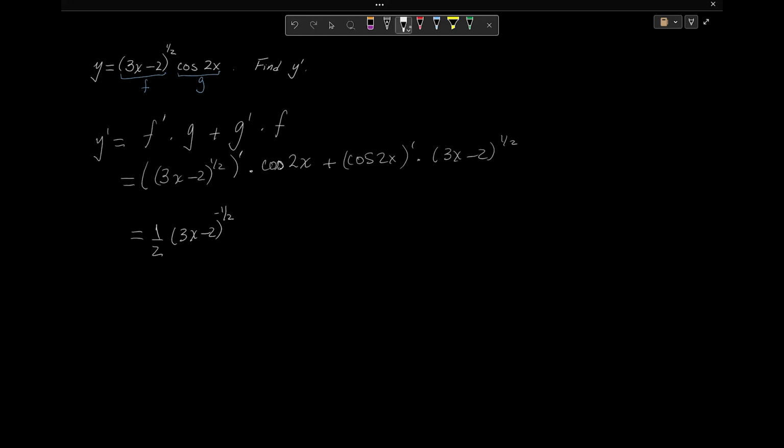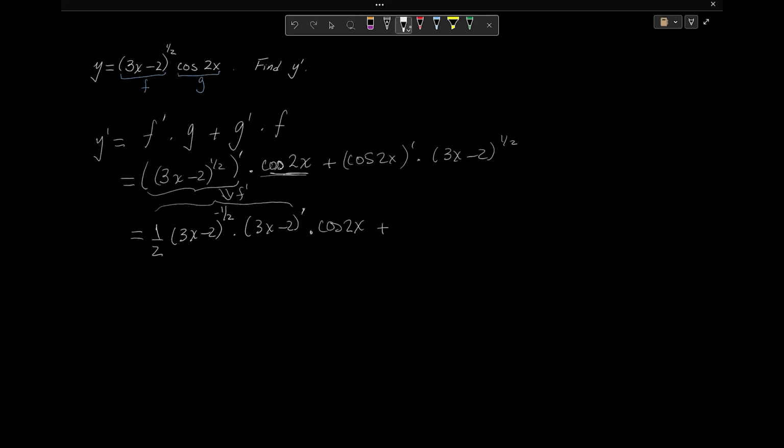1/2 minus 1 is negative a half, times the derivative of that thing. This here, all of it, is this. This is f prime, basically. I still have to multiply by this.